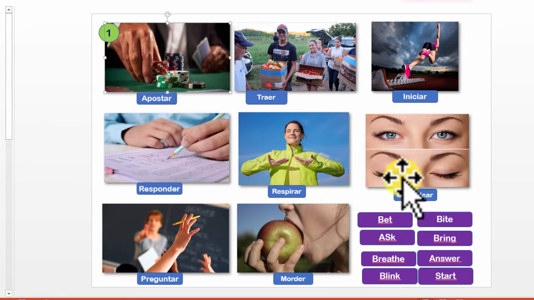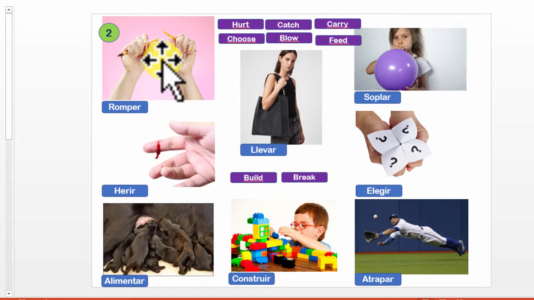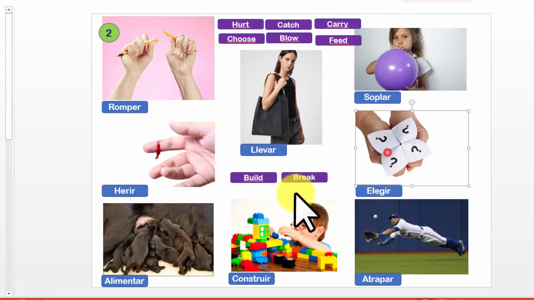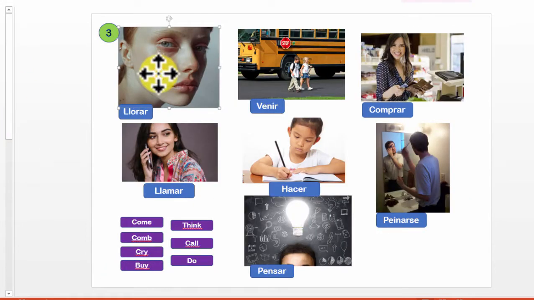Vamos a mirar, so we got 8 verbs here, and we have 1, 2, 3, 4, 5, 6, 7, 8. So 8 plus 8, recuerden que plus significa más. 8 plus 8 equals 16. Y vamos a mirar estos otros verbs. 1, 2, 3, 4, 5, 6, 7. So we got 16 verbs. So we're going to learn 16 plus 7 equals 23. So we're going to practice 23 verbs today.